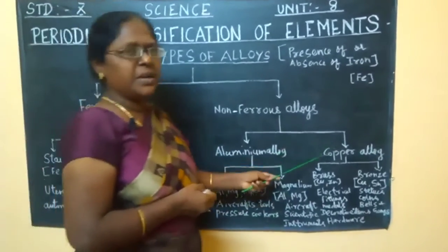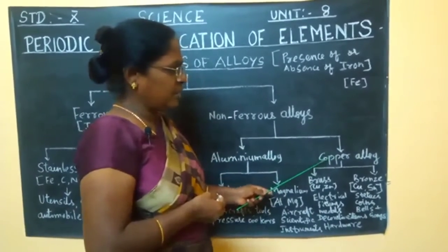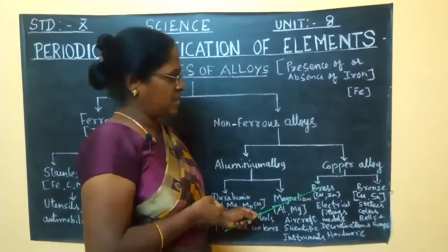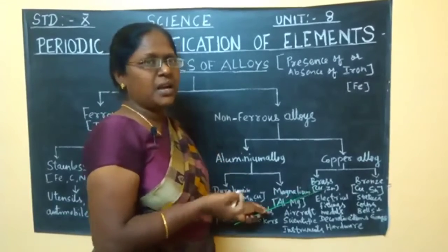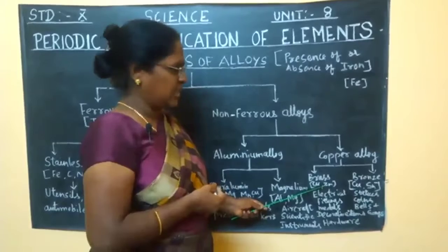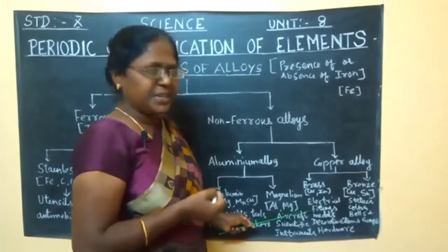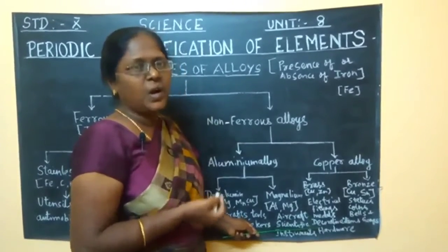So next one we are going to see about copper alloy. This copper alloy has two types. One is called brass. Brass contains copper and zinc. Cu means copper, Zn means zinc. It is used to make electrical fittings, medals, decorative items and hardware.